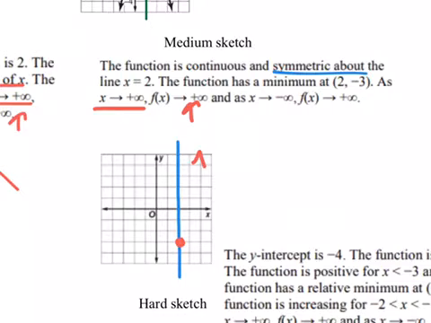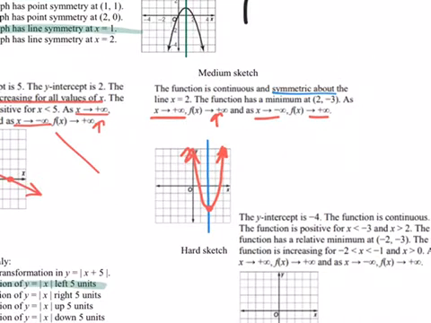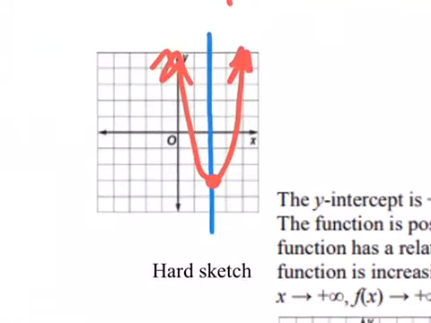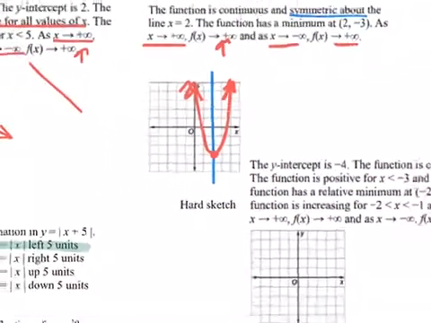So I've got an end behavior up. As you head to the left, you're also pointing up. So we could make the straight lines, we could give it curves, as long as it is symmetrical through that line. That's what you need to get credit: symmetric through that line with a minimum at (2, -3).